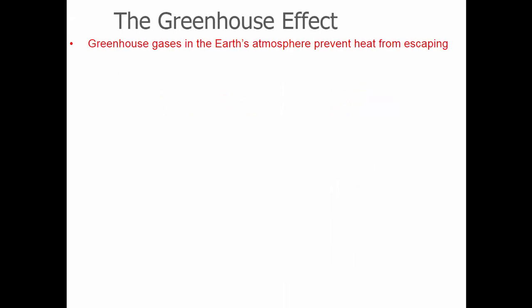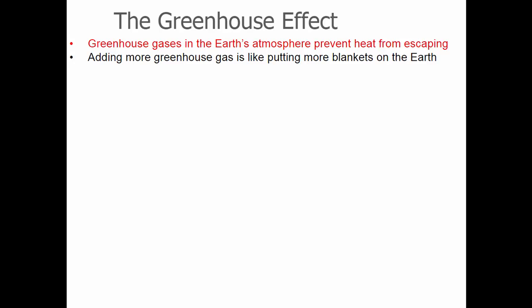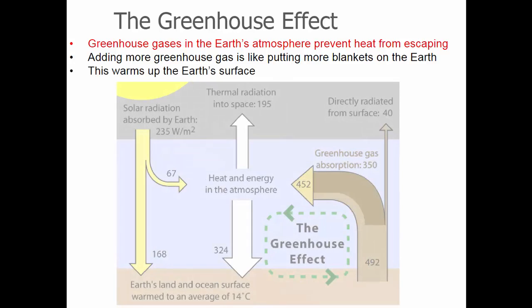So the greenhouse effect is the name for the concept that carbon dioxide in the atmosphere traps heat, preventing it from escaping. The more carbon dioxide we add to the atmosphere, it's like adding more and more blankets onto the Earth, warming the surface.